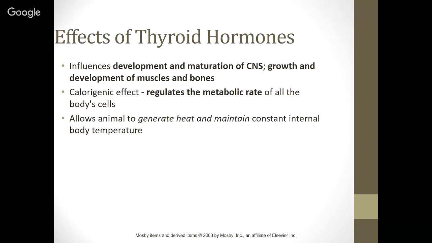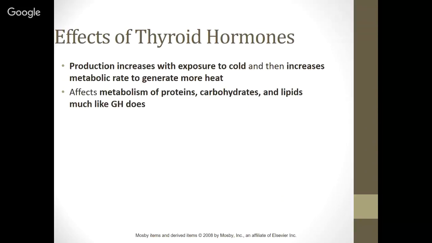So when we talk about animals that are hypothyroid, or have less than normal thyroid levels, we can look at what it's supposed to do, and when we're missing it, we see the effect on the animal. So we have decreased growth and development of muscles and bones. We have problems with the CNS. They tend to be a little bit colder than normal, and they gain a lot of weight.